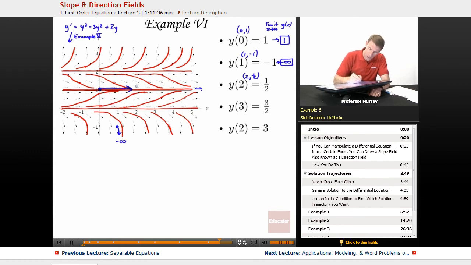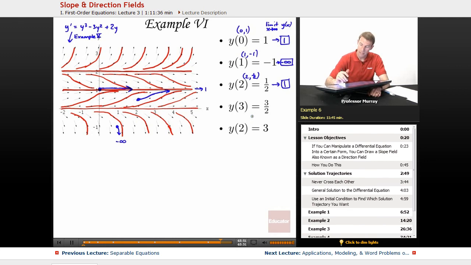2 in the x direction, y is 1/2, so that looks like I'm starting right there. And if I pick up the arrow that's just going past me, looks like I'm going to asymptotically approach this solution trajectory at 1. So that one is going to approach 1.